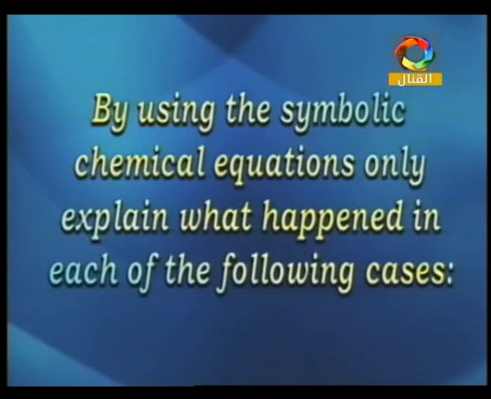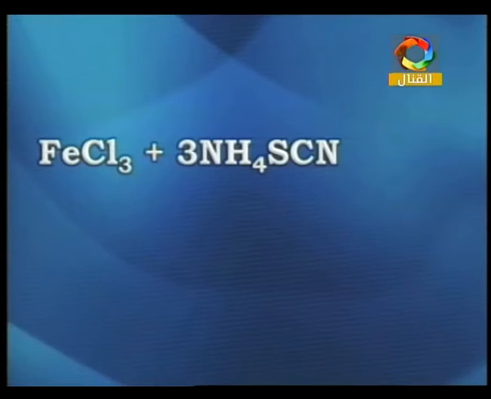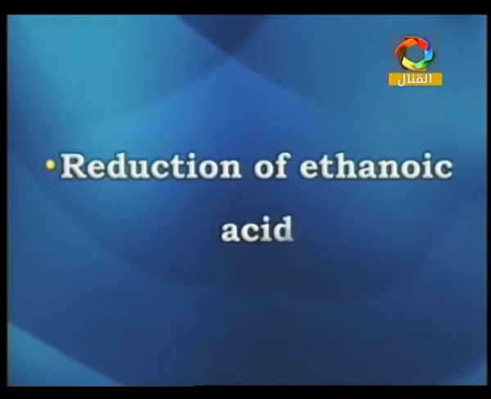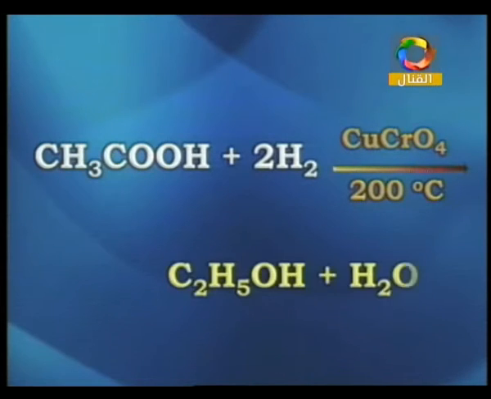Next type of question: by using symbolic equation only, explain what happens in each of the following cases. Addition of ferric chloride to ammonium thiocyanate. As shown on the screen, FeCl3 plus 3NH4SCN gives Fe(SCN)3 plus 3NH4Cl. Reduction of ethanoic acid. As shown on the screen, CH3COOH plus 2H2 in the presence of copper chromate at 200 degrees Celsius gives ethanol, and water is produced.